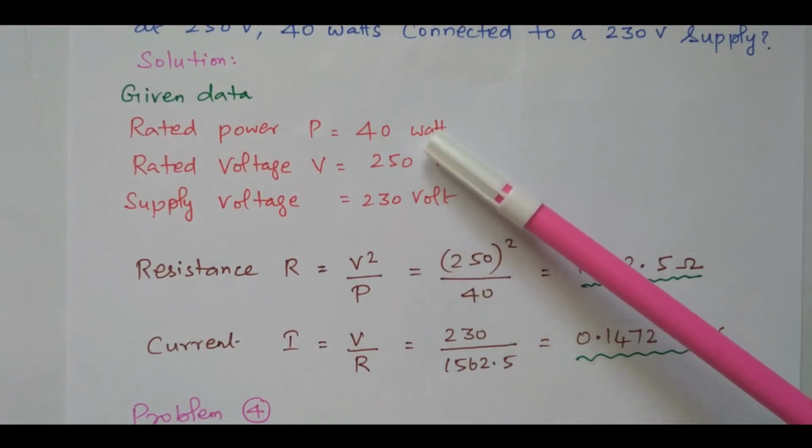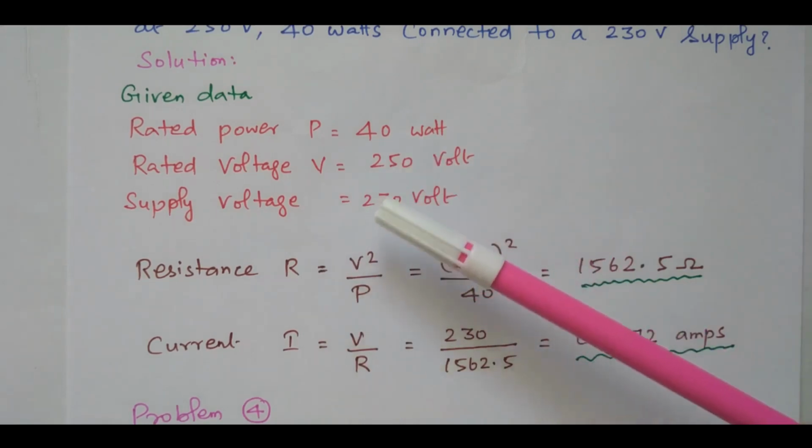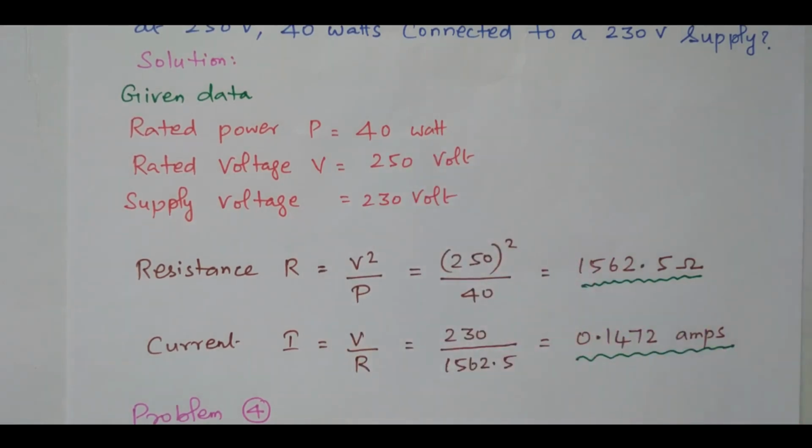What is the formula relating power and resistance? Just now we discussed: power equal to V into I, one formula; I square R, another formula; V square by R, another formula. Here V and P are available, so we can use this formula. P equal to V square by R, from that R equal to V square by P. So V is 250 square divided by power rating 40, which gives 1562.5 ohm. From the given data, power and voltage, we calculated the resistance of the lamp as 1562.5 ohm.